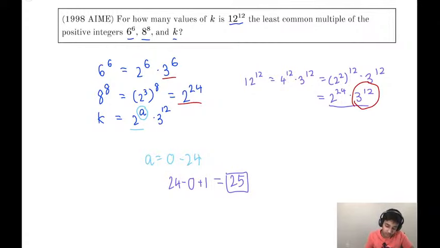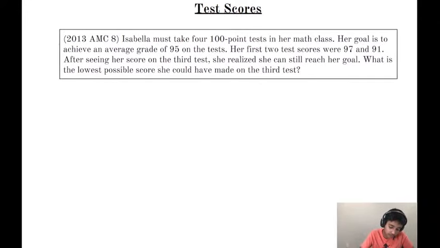Okay, so now let's move on to the next type of problem, which is test scores, which is again another very common topic on these types of contests.